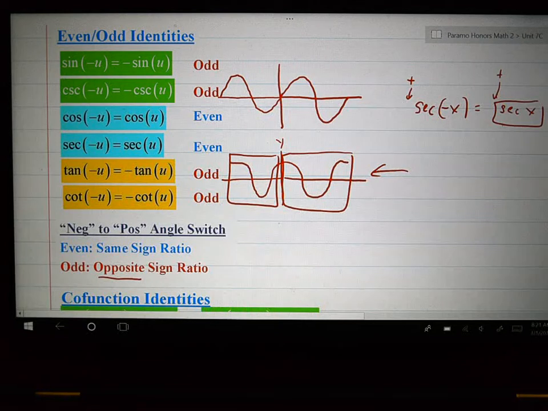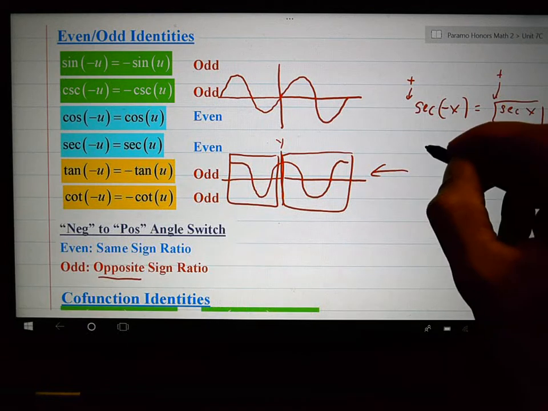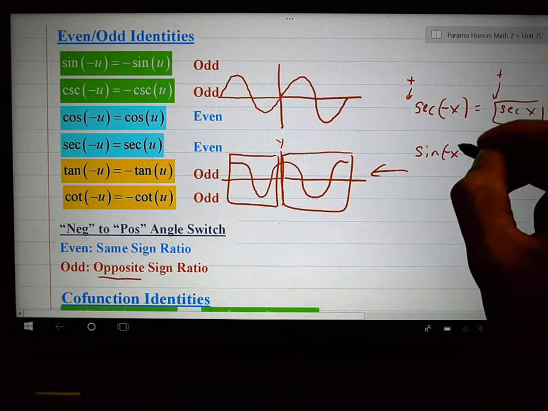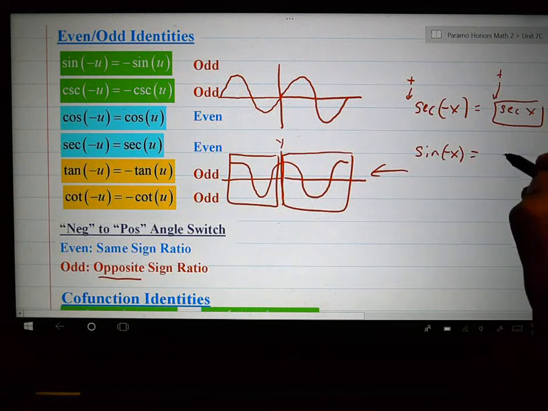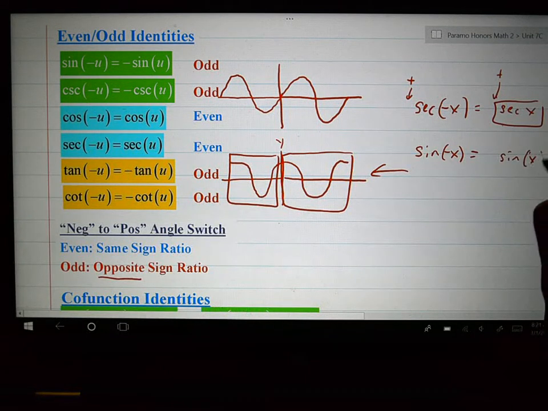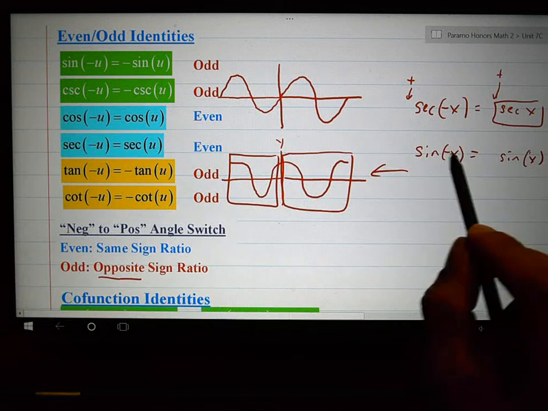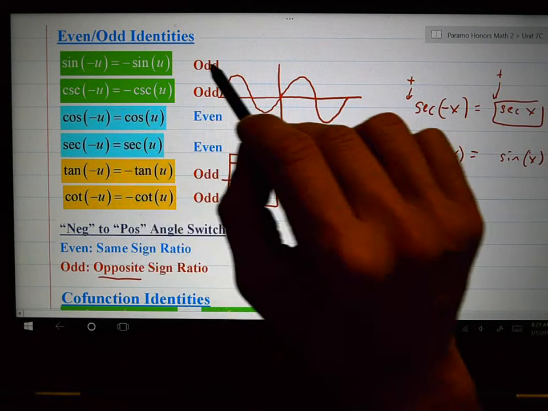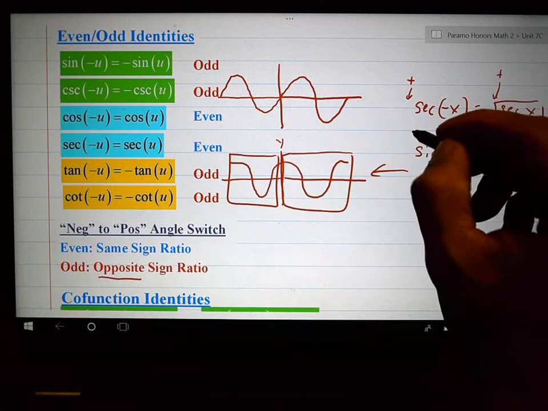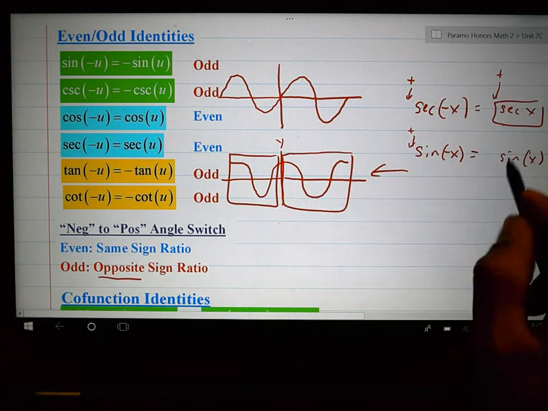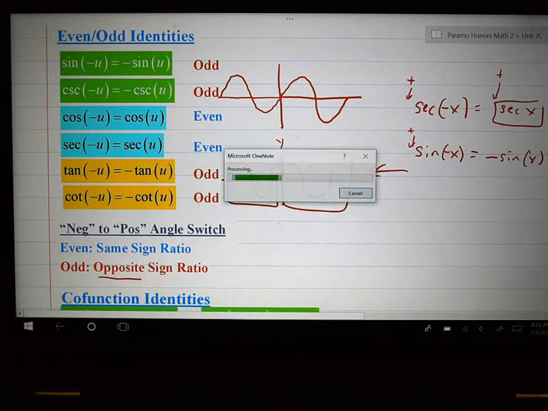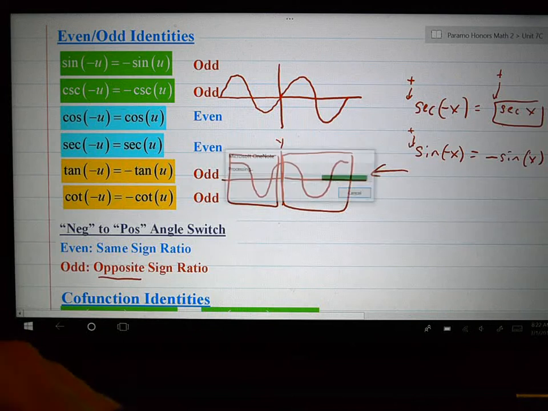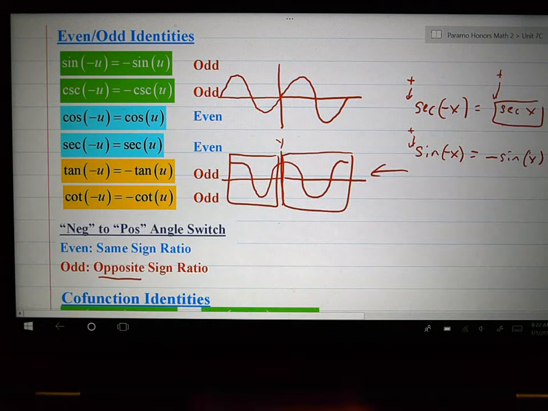Let's try one more. Let's say I had the sine of negative x. And I go from a negative angle to a positive angle. I have to decide, is it even or is it odd? Sine is odd. That means whatever sign it is here, I have to do the opposite. It should be negative sine of x. You are always going to write your angles in terms of a positive angle. That's the reason why these things were created, by the way. Okay?